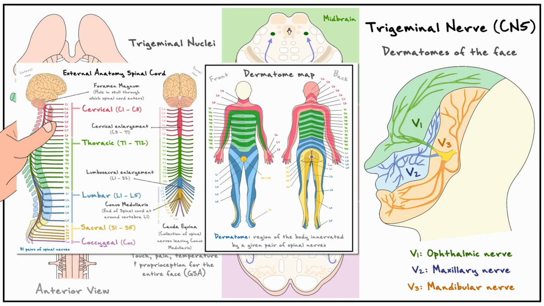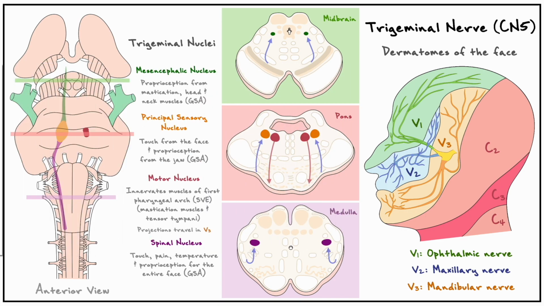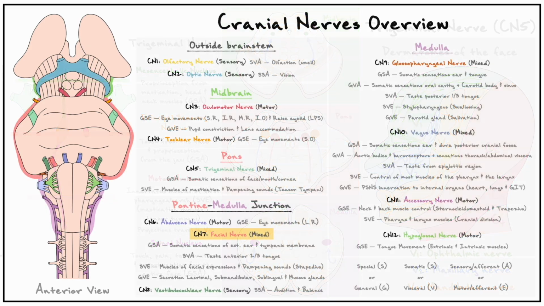With these 3 dermatomes, we can complete our picture about the dermatomes for the entire body when we consider the dermatomes from the cervical segments that innervate the neck and the back of the head. As a final note, I want to mention that the projections from the motor nucleus travel exclusively through the mandibular nerve division, or V3, to reach their targets. This last detail completes our picture about the trigeminal nerve, which means we are ready to move on to the next cranial nerve, the facial nerve.